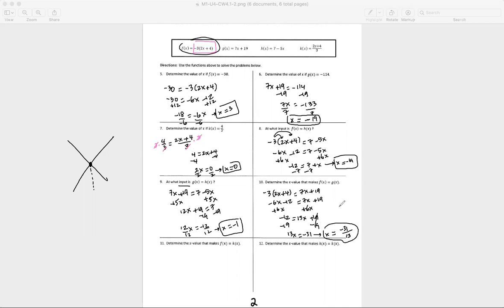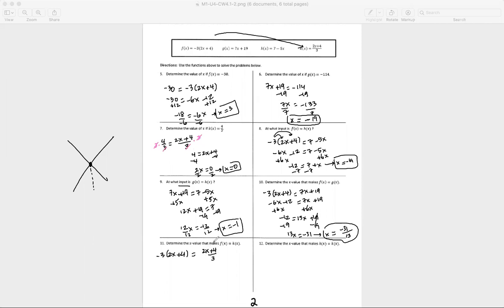Okay, so this is number 10. Number 11, we determine the value that makes f of x equal k of x. So you're making f of x equal k of x, these two equal. So again, you're doing negative 3 multiplied by 2x plus 4. You're setting that to be equal to 2x plus 4 over 3.